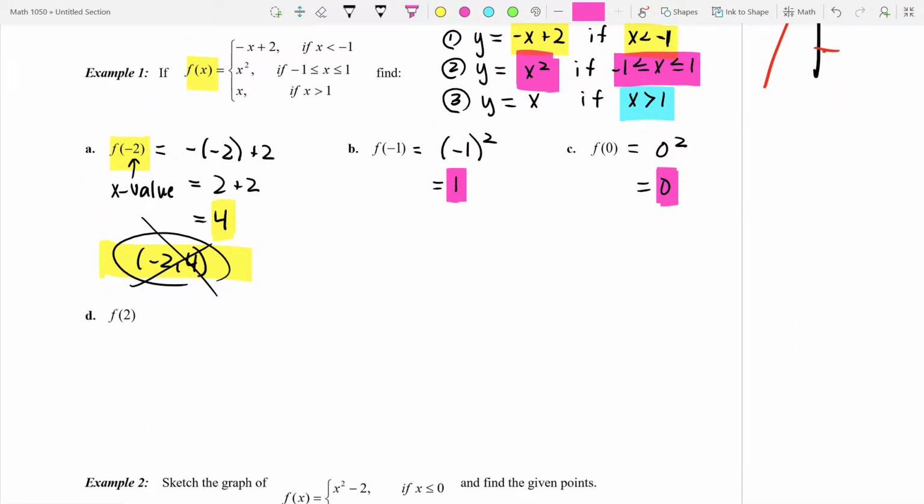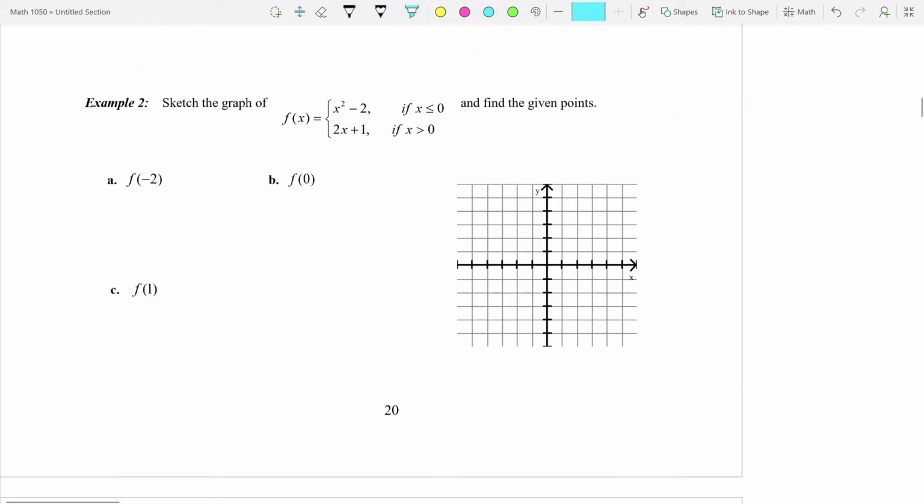You tell me. If x is 2, are we talking about 1, 2, or 3? Tell me. 3. Number 3. Okay? So it would be y equals x. Well, I know that x is 2, so my answer would be y equals 2, and we're done. Okay? That's it.